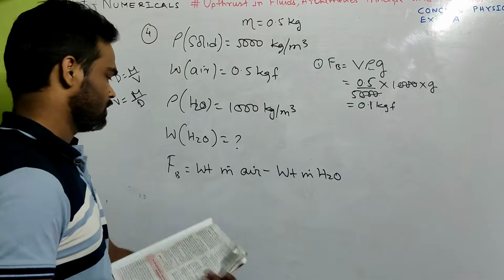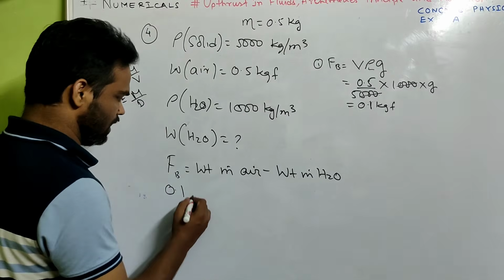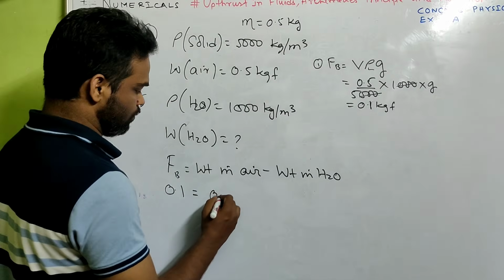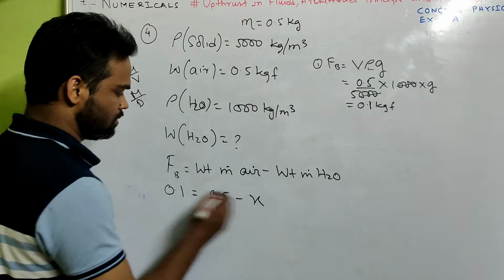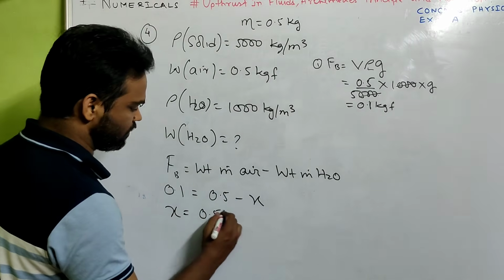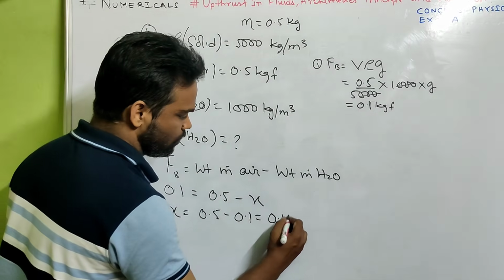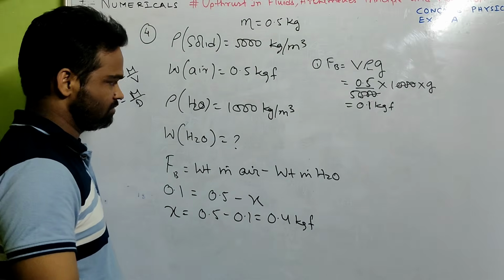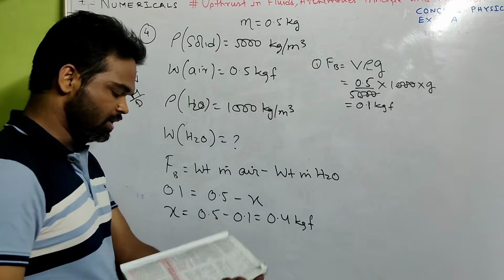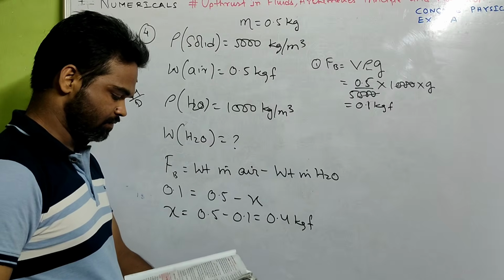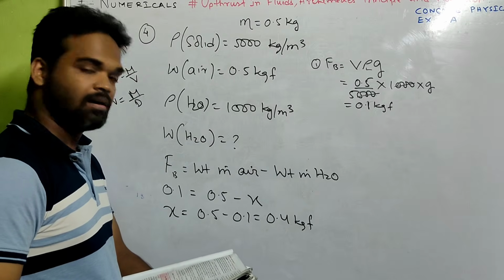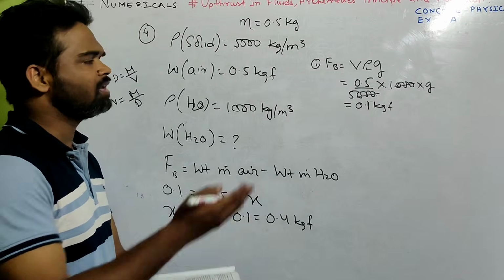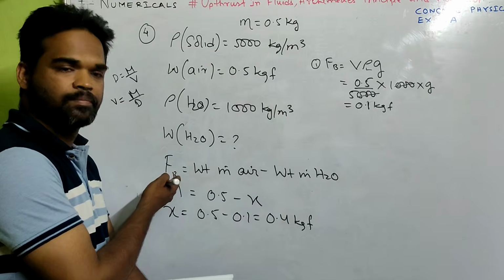Put it over here. So 0.1, weight in air was what? 0.5 minus x, suppose. So x is what? 0.5 minus 0.1. That's 0.4 kgf, which means weight in water will be 0.4 kgf. Yeah, and that's the answer. Then we got the upthrust, and then this relation we used.